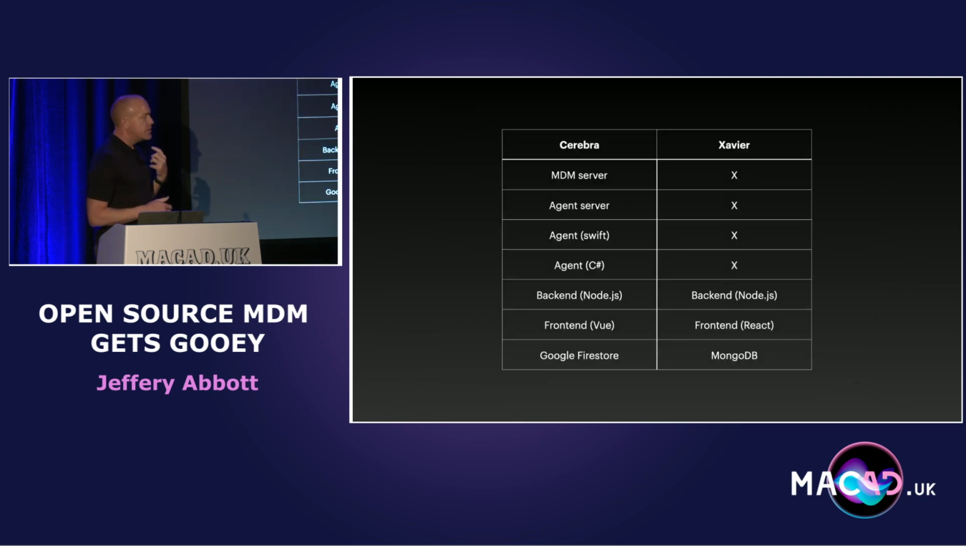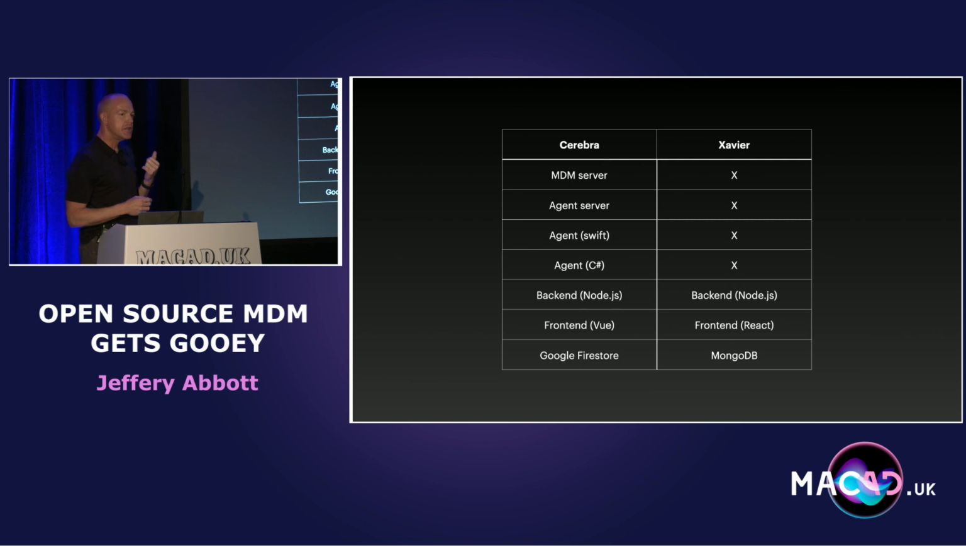So I thought about the different pieces that Cerebra required. There was an MDM server, there was an agent server. Those two were both in Java. And then I had written the Swift agent for macOS, and also a similar one for Windows, a C# agent. But then there also was a web app, right? So there was a full stack web app. There was a back end in Node.js, a front end in Vue, then finally a data store, which was Google Firestore. So I thought about that. Okay, MicroMDM, NanoMDM are great. Jesse, Victor, Corey, Graham, people who contribute to that are way smarter than I am, so I don't have to go rewrite an MDM server.